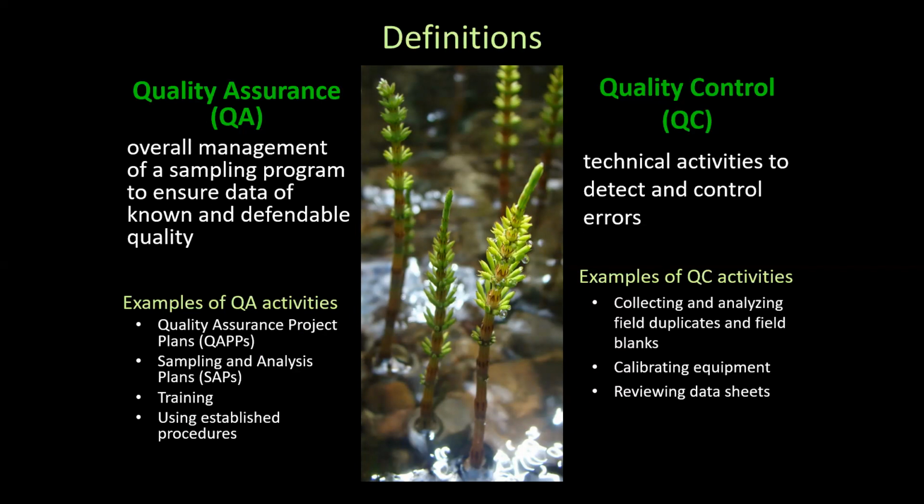So examples of quality assurance activities include developing quality assurance project plans, or QAPPs, and sampling and analysis plans, or SAPs, implementing training programs as part of the project, and then also using established procedures that other people are using as well. Whereas quality control are more of the technical activities that are used to detect and control errors. So examples of quality control activities include collecting and analyzing field duplicates and field blanks, calibrating equipment, and reviewing data sheets to make sure they were accurately filled out.